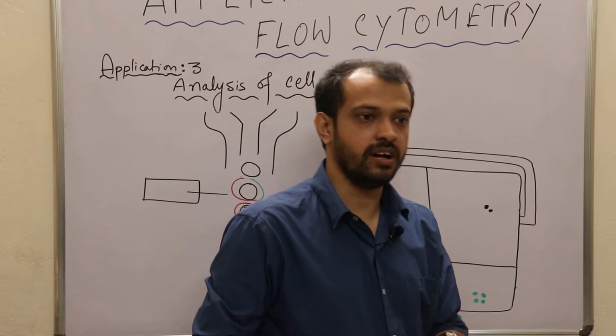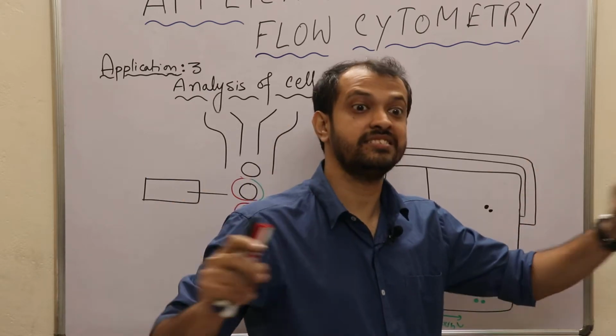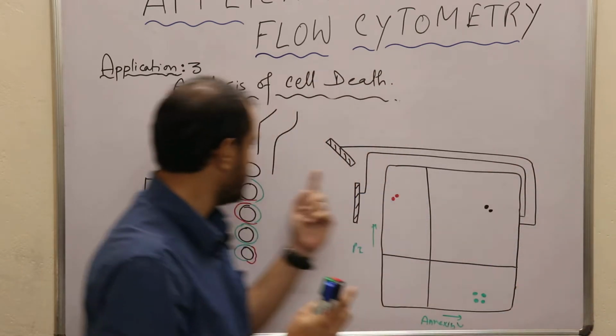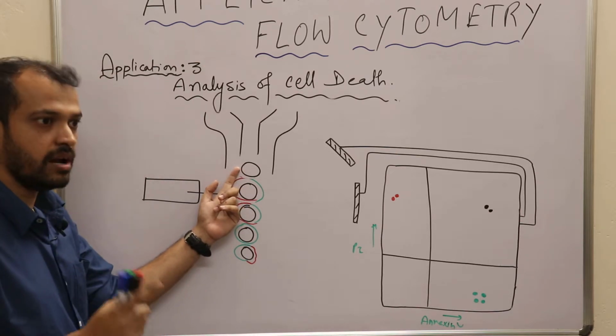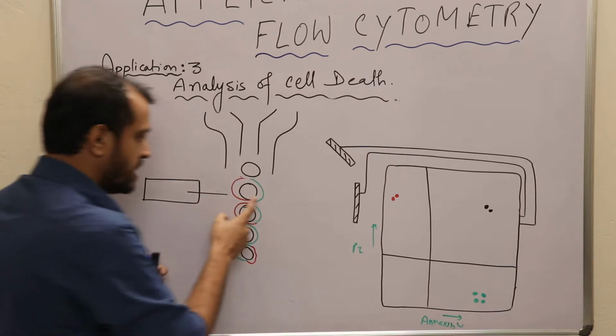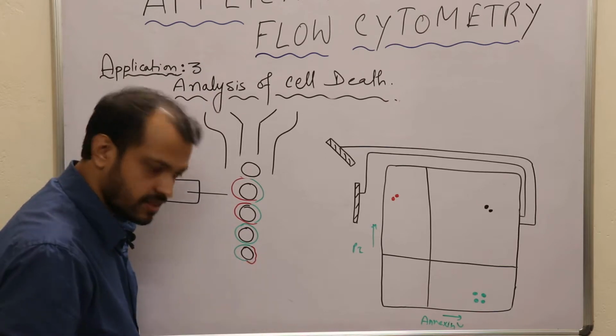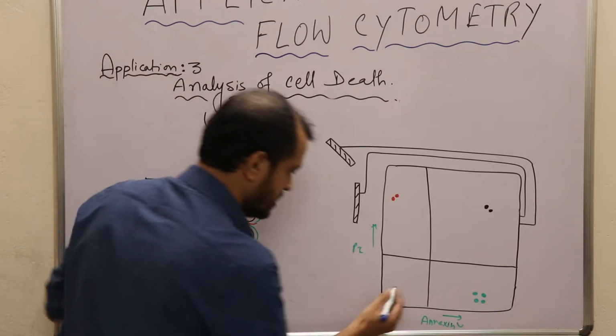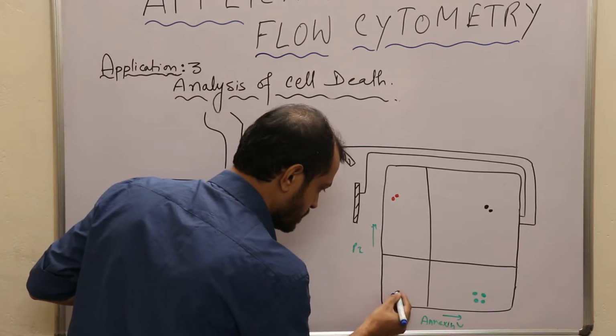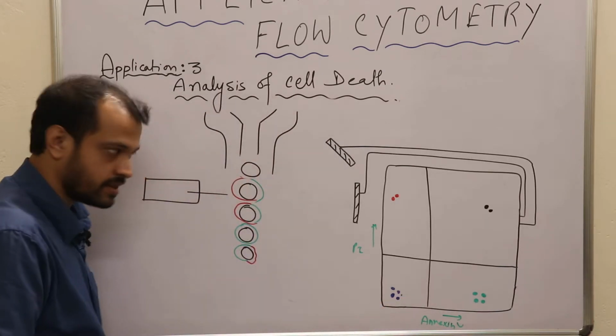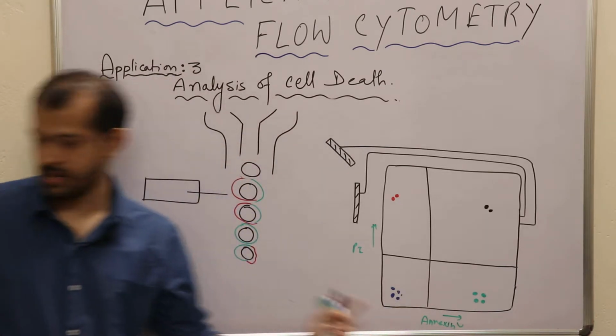What is the definition of a viable cell? It is completely healthy, that is, it's a living cell. Now will a viable cell give any red signal or green signal? No signal. That means it will be placed here. Clear? It will be placed here.